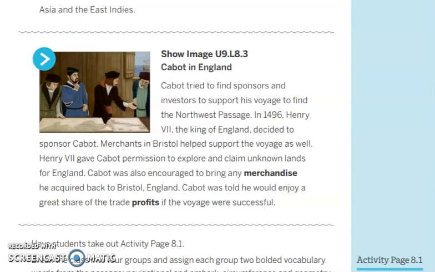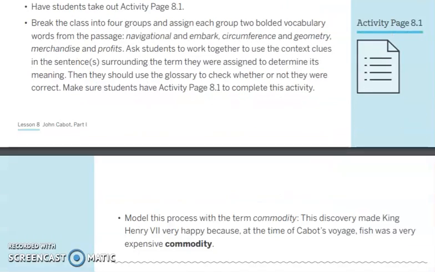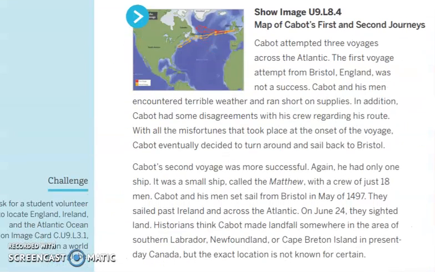Cabot was told he would enjoy a great share of the trade profits if his voyage was successful, so he would get lots of money or land.